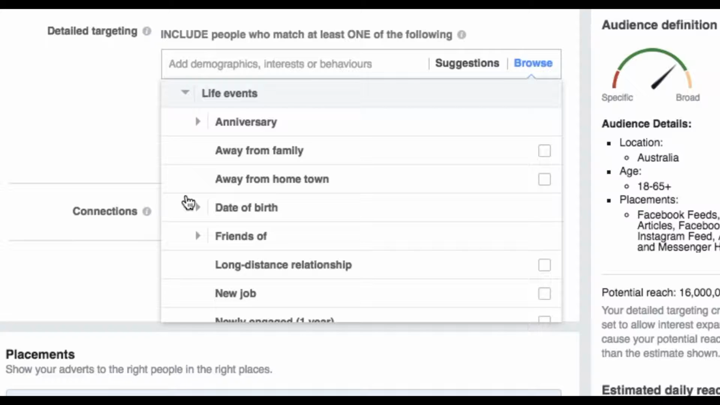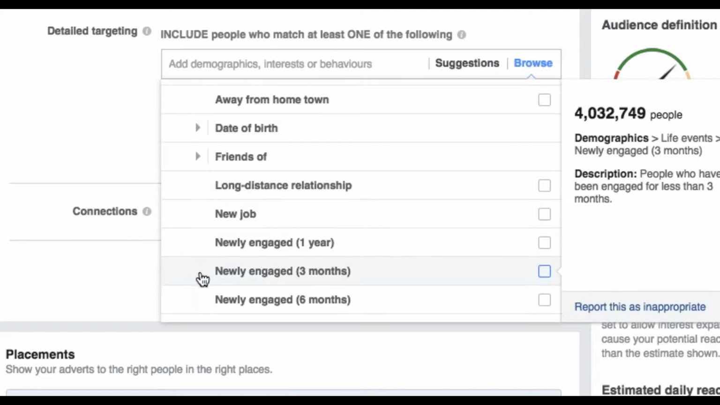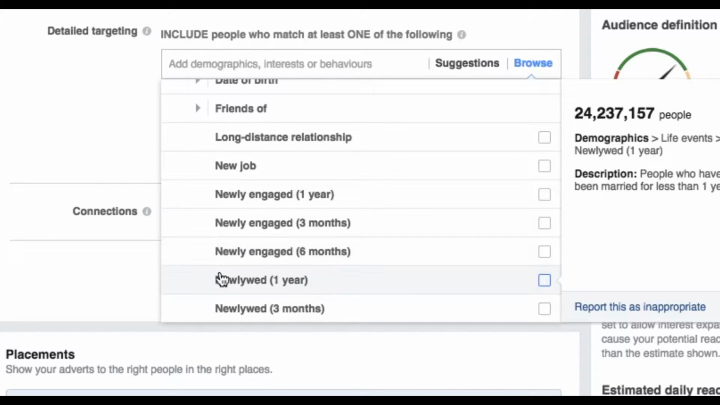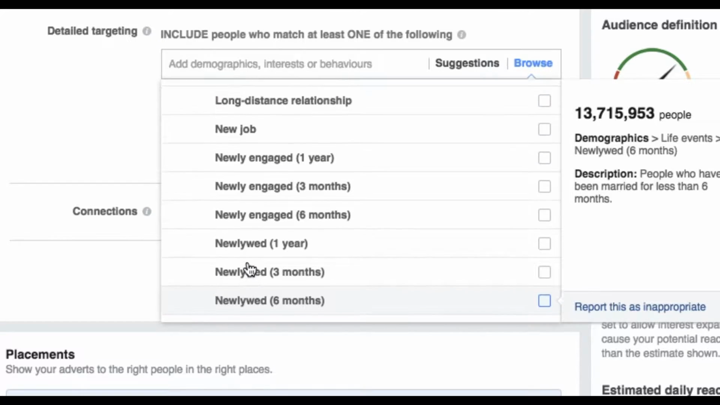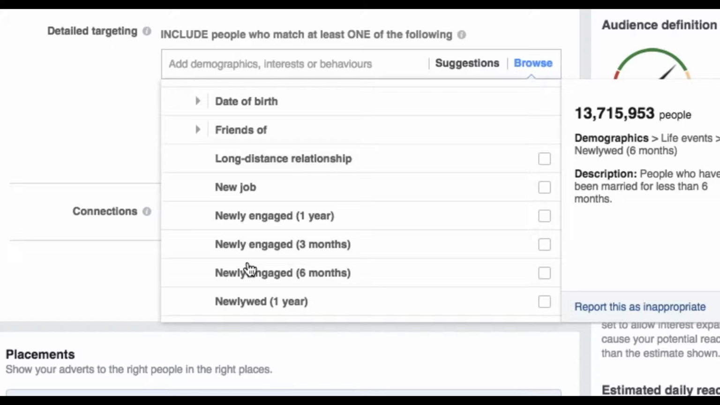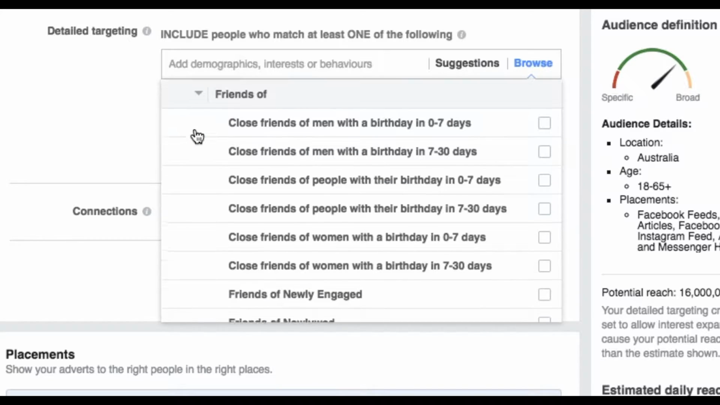Now, life events is probably one of the biggest and most powerful tools that Facebook has, but it's also one of the ones that are most often missed. So if you've got any kind of product that is relevant to an anniversary or a birthday, or especially if you're in the wedding business, they've got newly engaged to the month, they've got whether you're recently married or whether you've recently moved house. Really incredible data and 100% accurate because it's given to Facebook by the users. So someone will say, I'm recently engaged, and Facebook tracks that data. So if you're in the wedding business, brilliant targeting here.